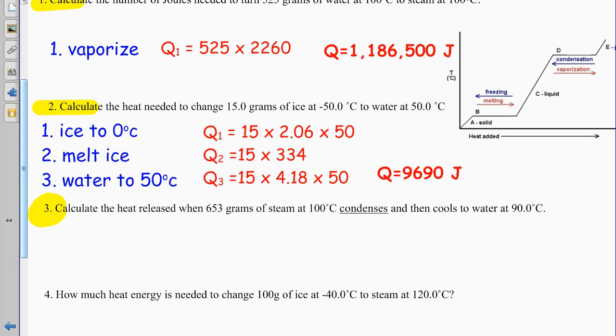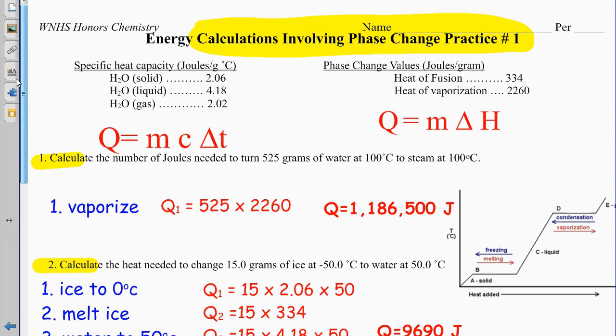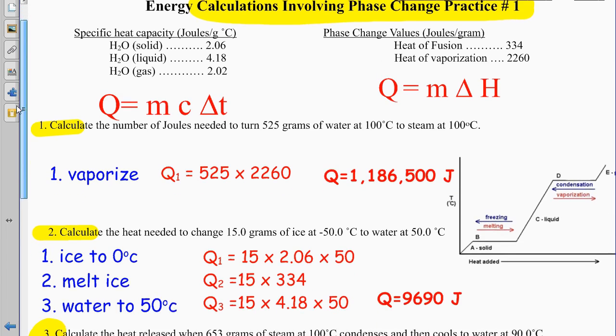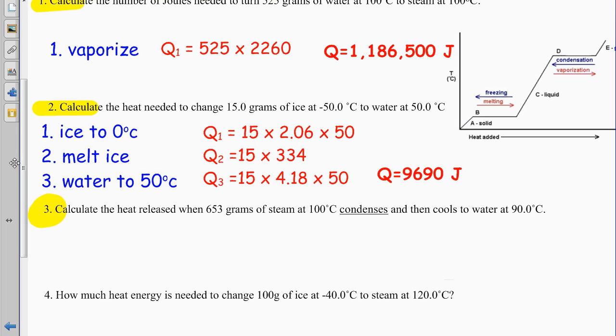But this is just me going through how to do all of the problems on, again, phase change or any energy calculations involving phase change practice worksheet number 1. All right, so if we're looking at this question here, it says, please calculate the heat released, and it doesn't matter if we're gaining or losing energy, we're going to keep everything positive here, when 653 grams of steam at 100, that would put us right here on our scale.